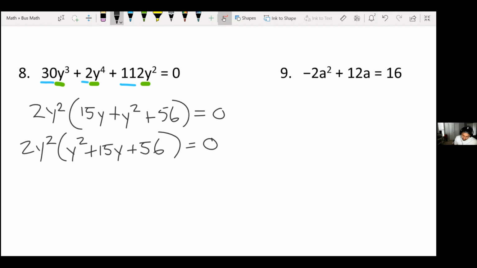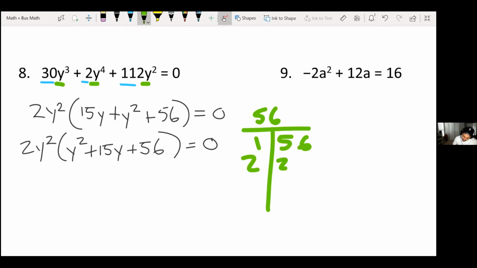Okay, and then factor the inside. So you want factors of 56. I'll just write that over here. Factors of 56: 1 and 56, 2 and 28, 4 and 14, and then 7 and 8.